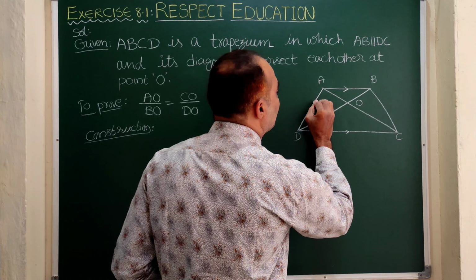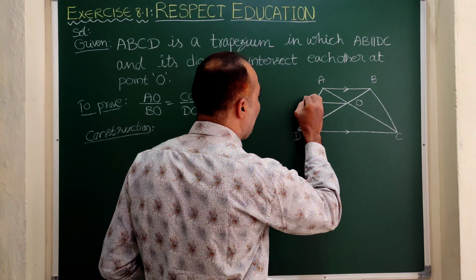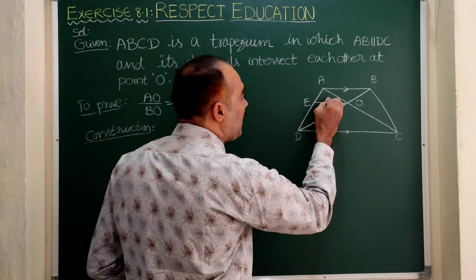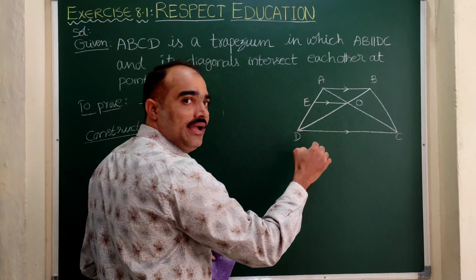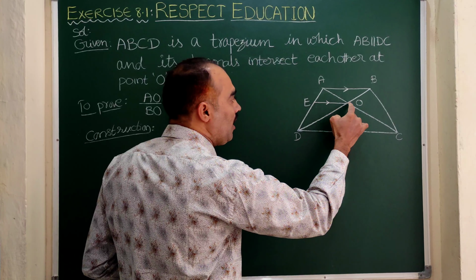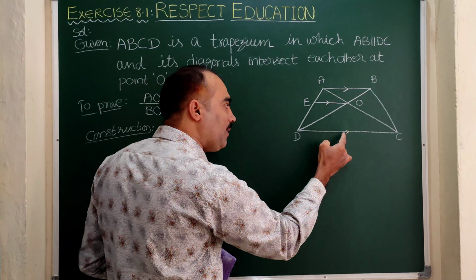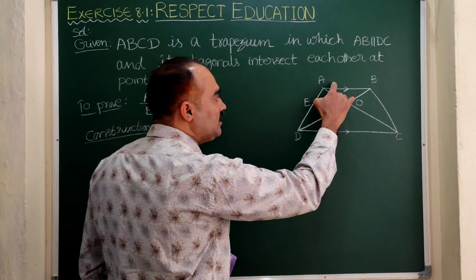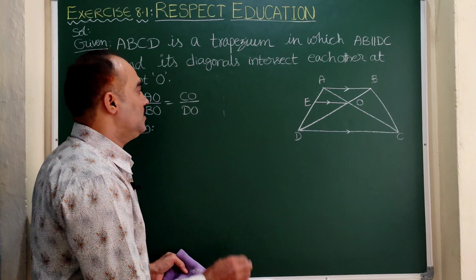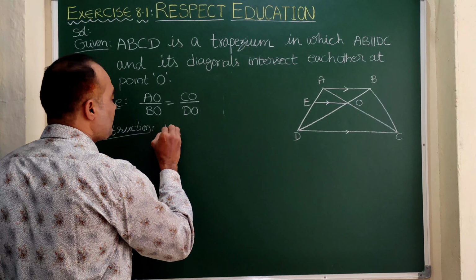Simple. Draw a line OE which is parallel to AB as well as CD. Because if OE is parallel to AB, and AB is already parallel to CD, therefore all the three lines are parallel to one another. So now let us start. Here construction, we need to mention it.